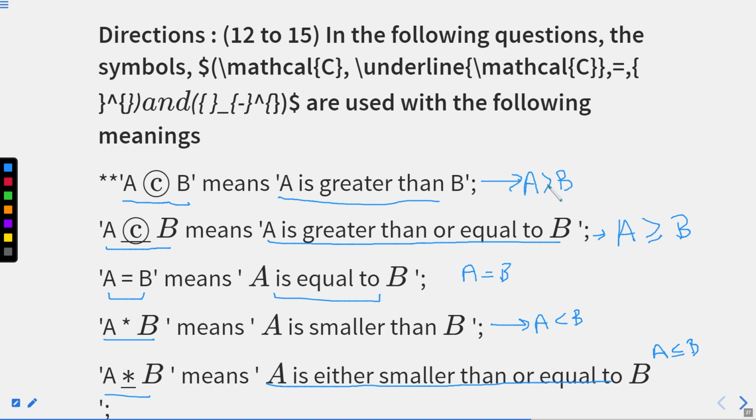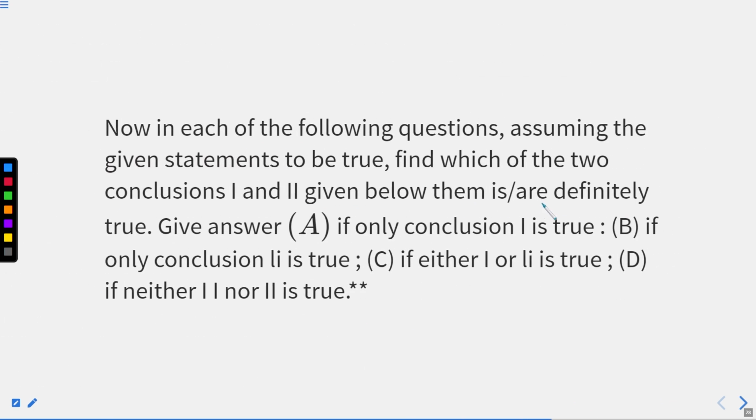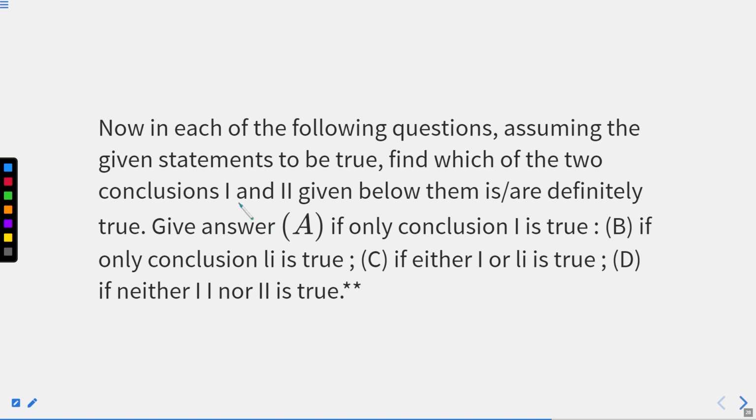From the first instruction, we are getting A greater than B. From the second, we are getting A greater than or equal to B. From the third, we are getting A equals B. From the fourth, we are getting A less than B. And from the fifth, we are getting A less than or equal to B, right? Now we'll move to the question part where we are going to see all those symbols. We are supposed to replace all those symbols with the instructions that we are getting, and we get to our answer, right? Now, we are having this question.